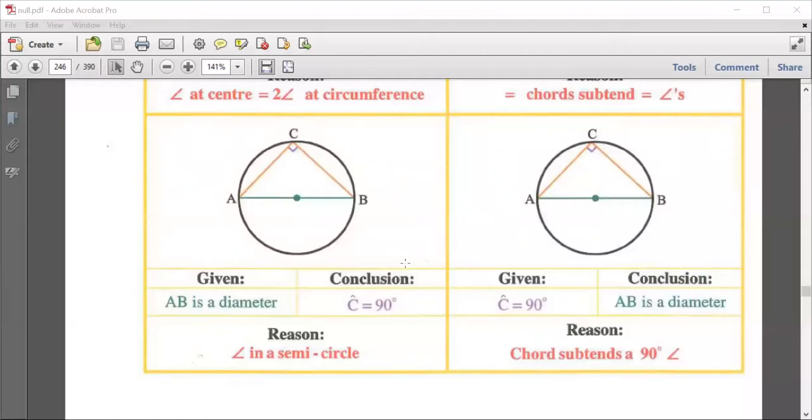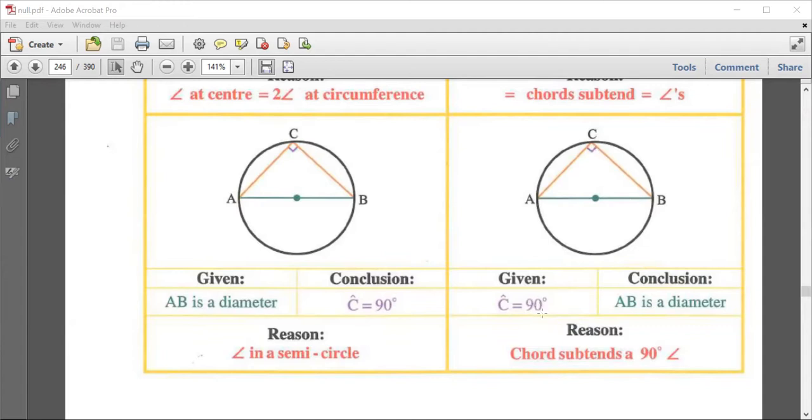Okay, now we have a converse theorem of the theorem I explained just now. The converse is when we have the conclusion of that. So let's say we have an angle which is equal to 90 degrees. If we have an angle C which is equal to 90 degrees, that tells you that the opposite side to that angle is going to be a diameter. So the side AB will be a diameter only if C is equal to 90 degrees.